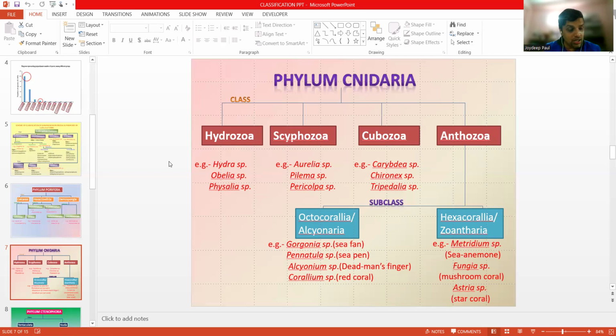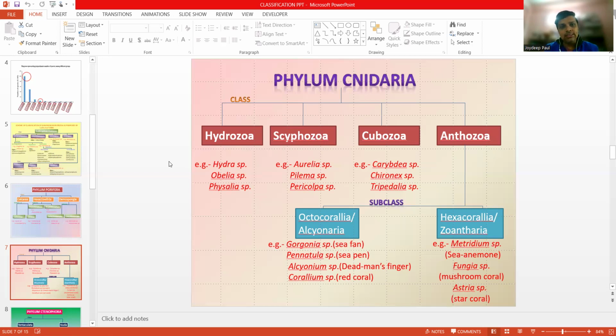Digestion: intracellular, extracellular, or both. So now there is a shift in the digestion process, and extracellular digestion started being introduced in the evolutionary process. Then reproduction: both sexual and asexual modes of reproduction. The asexual mode of reproduction is through budding.